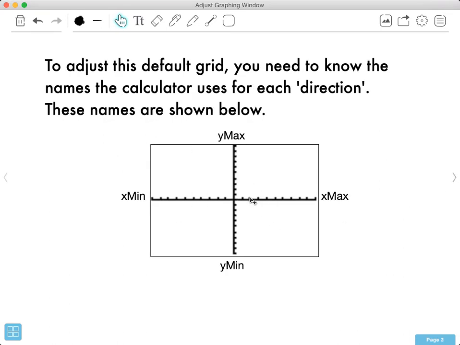If we want to adjust the grid and see more or less of the graph than we can see originally, we need to know the terms that the calculator uses for each direction. If you want to see more of the graph off to the right of what you can see currently, you want to adjust your x max value. If you want to see more of the graph to the left, you adjust your x min value. To see lower down than you can currently see, you adjust your y min value, and up is associated with the y max value.